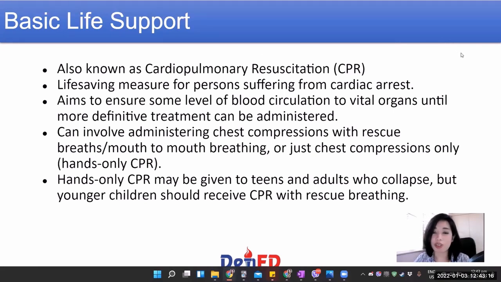Basic life support is also known as cardiopulmonary resuscitation, and it is a life-saving measure for persons who are suffering from cardiac arrest. It is important that we know this in our workplaces and in our homes and in our schools to ensure that there's some level of blood circulation to our vital organs and to those who are of our loved ones.